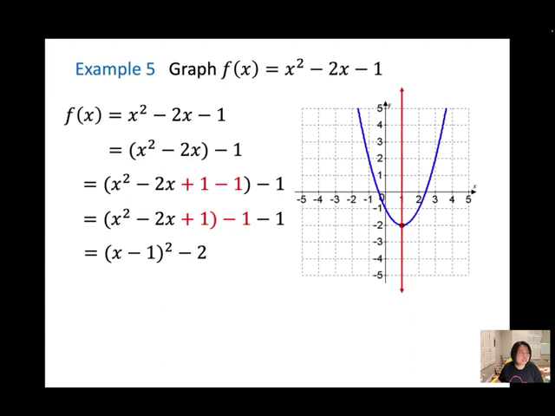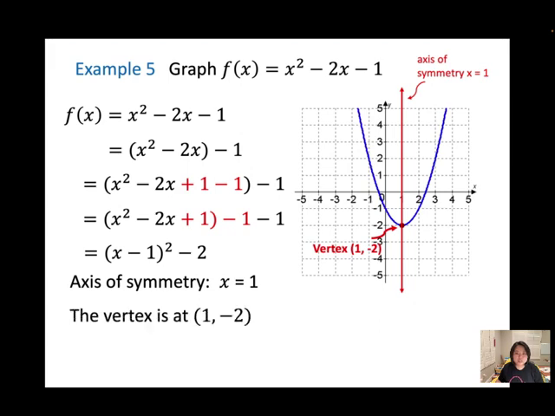Okay, what is the axis of symmetry? That will be x equals 1. What is the vertex? (1, negative 2), right? Okay, the domain is negative infinity to positive infinity. And then the range: this is going to be the minimum point. So it's going to be bracket negative 2 to positive infinity.